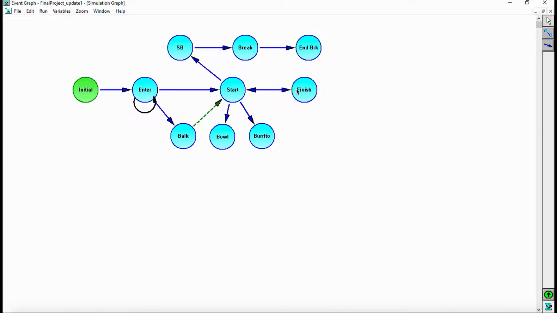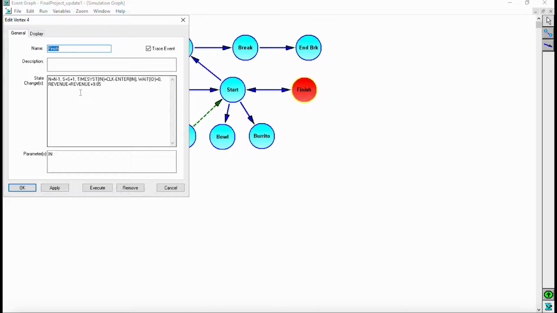From start, you can go to finish. Within the start phase, we keep track of how much time elapsed from when they entered to when they started. And then in the finish phase, we keep track of how much time elapsed from when they entered to when they finished service. That is kept track of to see how much time people spend getting their food. We also keep track of the revenue here. And both the bowl and burrito cost the same amount, so it was relatively easy to keep track of that revenue.